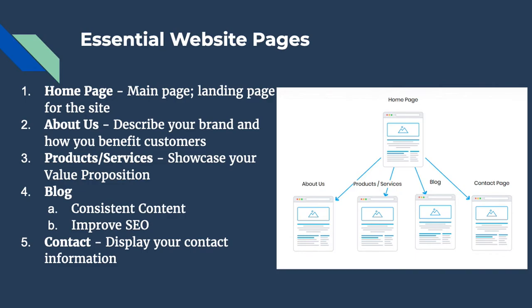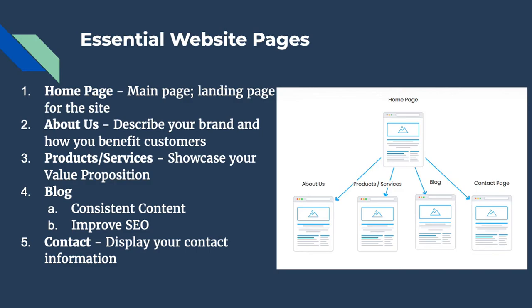Your products or services page should show off the value proposition of your business and how it directly benefits your customers. Your blog has 2 primary purposes. The first is to provide consistent, high-quality content, and the second is to improve your SEO. Then your contact page provides your contact information.